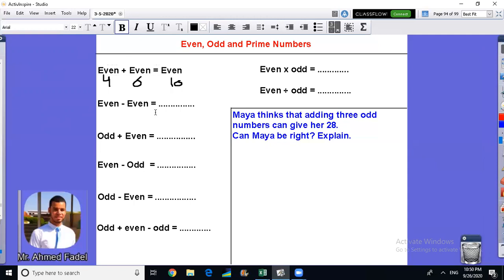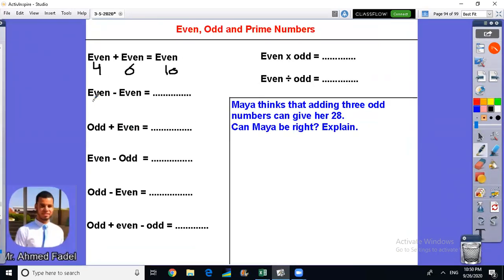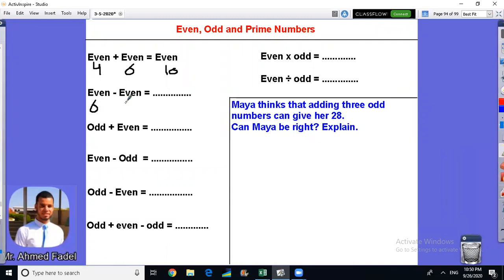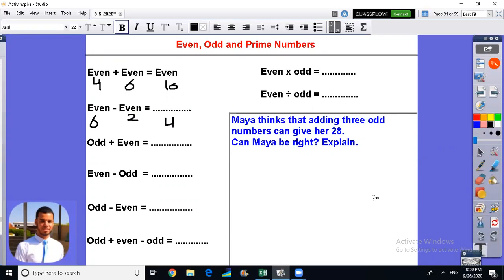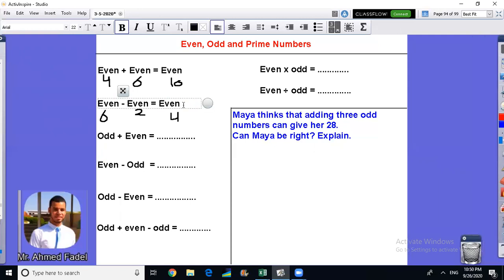Okay? Let's try here another thing. Even minus even. If I put here, for example, 6, and I want to minus from it another even number, let's say 2. What's the answer going to be? 4. Well, then 4 is an even number. Then even minus even is always even.